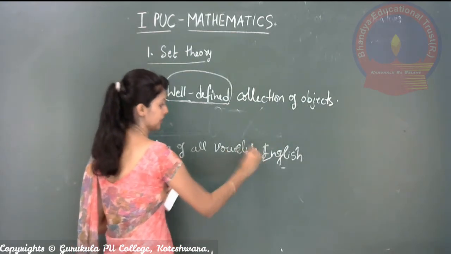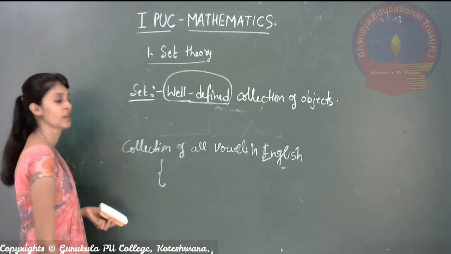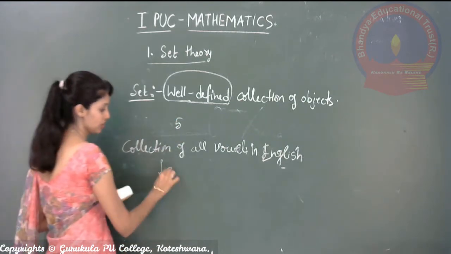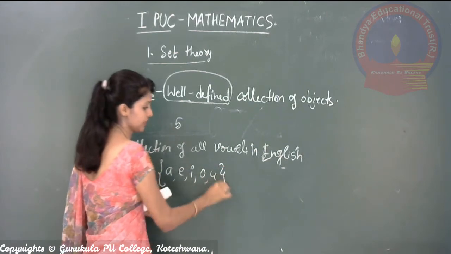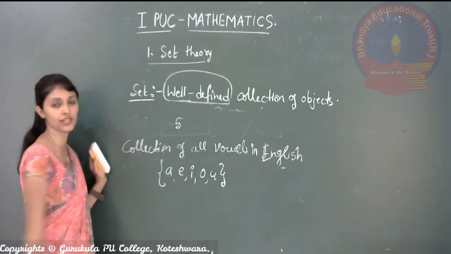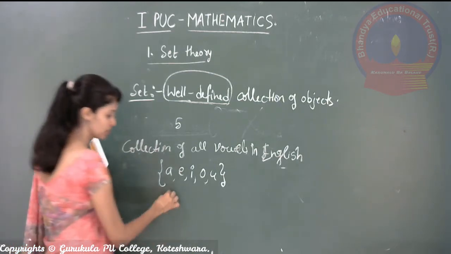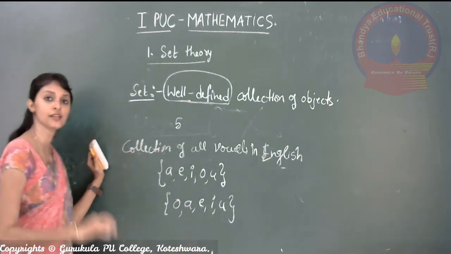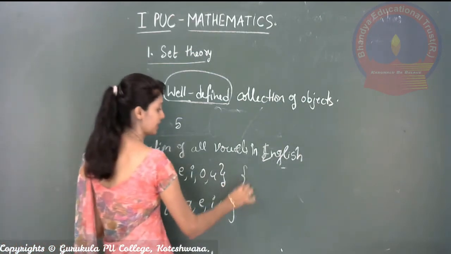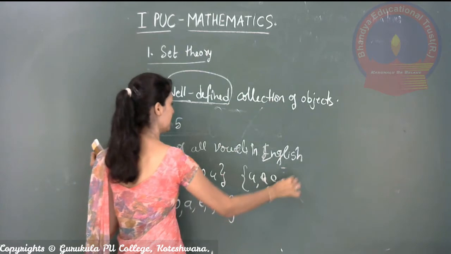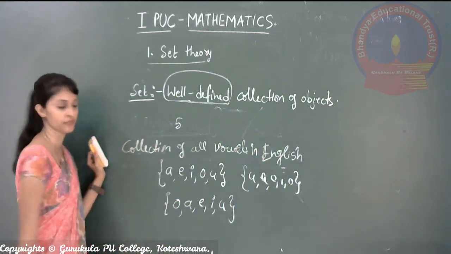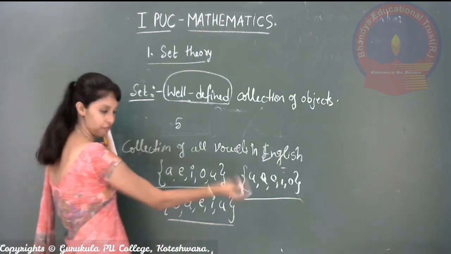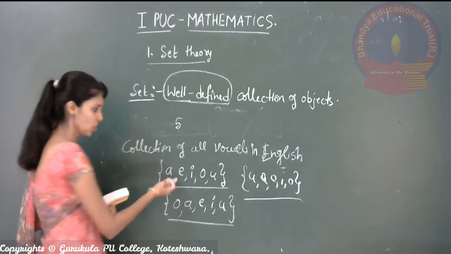Now, if I ask the first person, how many vowels are there? Altogether we have 5 vowels. So my first friend says A, E, I, O, U. If I ask my second friend, she will say O, A, E, I, U. If I ask the third person, she or he can say U, A, E, I, O. As the person varies, all these 3 groups are exactly the same. All the elements are same.